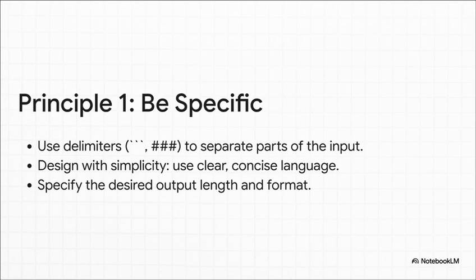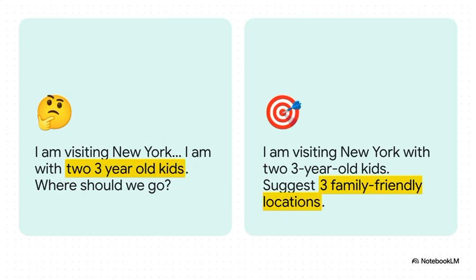A great trick is to use delimiters. Things like triple backticks or hashtags to separate your instructions from your content. Keep your language simple and direct. And hey, if you want a specific output, like a list of 3 bullet points or a 100-word paragraph, just ask for it. I mean, just look at the difference here.